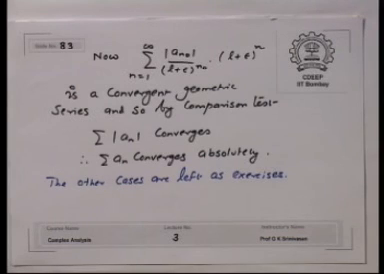There are 3. The third case there is nothing to do. Third case simply says the test fails. We abandon the test and no conclusions are drawn. The second case, when L is bigger than 1, I am leaving it to you for analysis, okay. Alright. This is D'Alembert's ratio test.